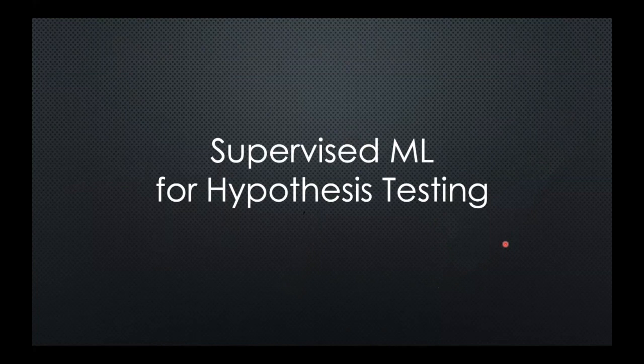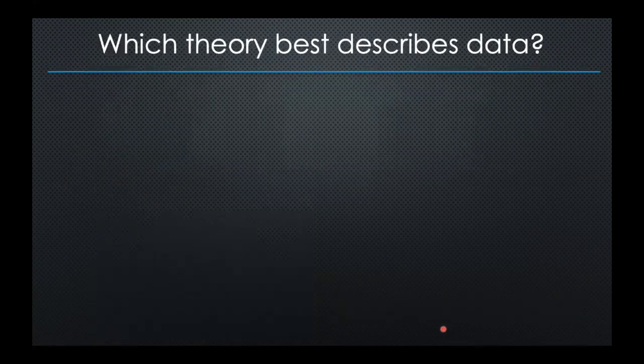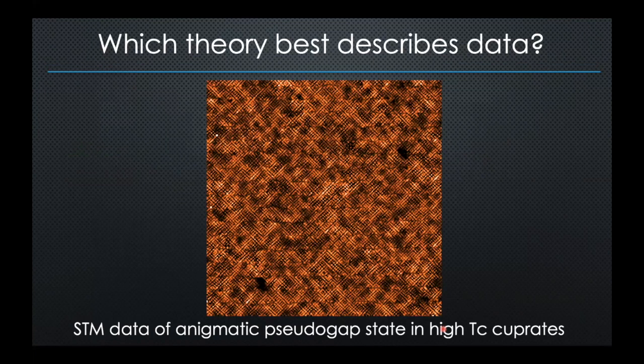So, supervised machine learning for hypothesis testing. This was work largely driven by my former postdoc, Yi Zhang, who's now an assistant professor at Peking University leading his new group. And you can find more details about this work in this paper. The starting point was that often when our experimental colleagues do an experiment, they've done all their hard work and have their data. The first thing they think about is, so how should I think about this data? What is the right way to look at this data? Which theory describes my data best?